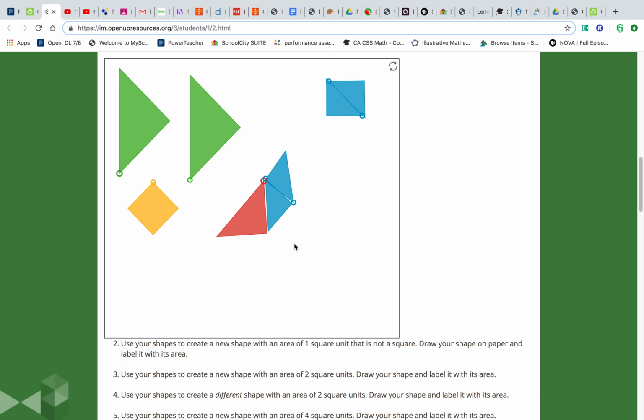You can be creative with this, but just keep in mind what we know about how much we need to make two square units. And then for the last one, it says to use your shapes to create a new shape with an area of four square units. So the idea is to have any sort of figure where you know that it's got an area of four square units. So you could have a bunch of different ways that you can go about this, but you can have two of the small triangles and one of the medium triangles like this, and then you can add in the big green triangle. You could rotate it a little bit like this.